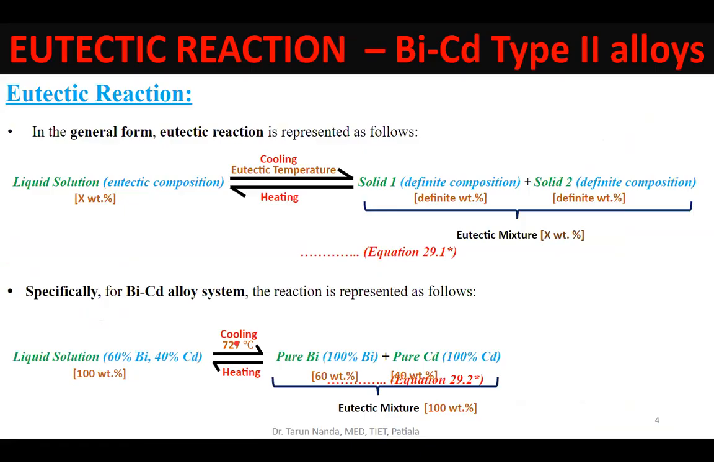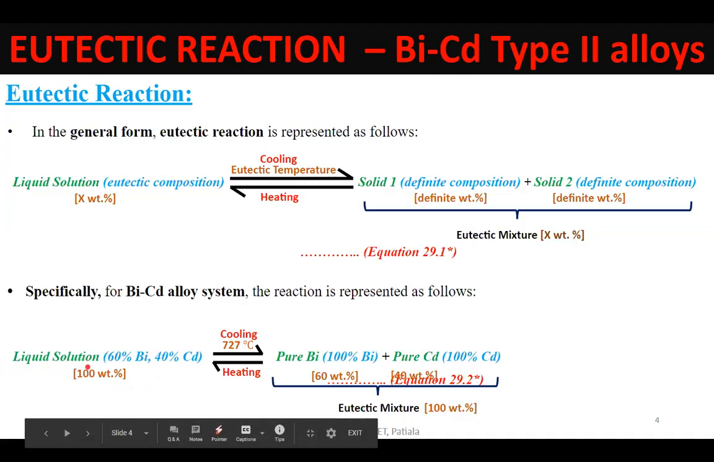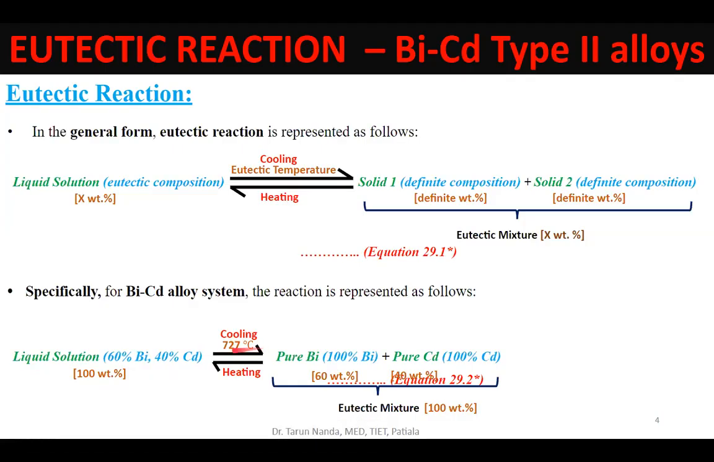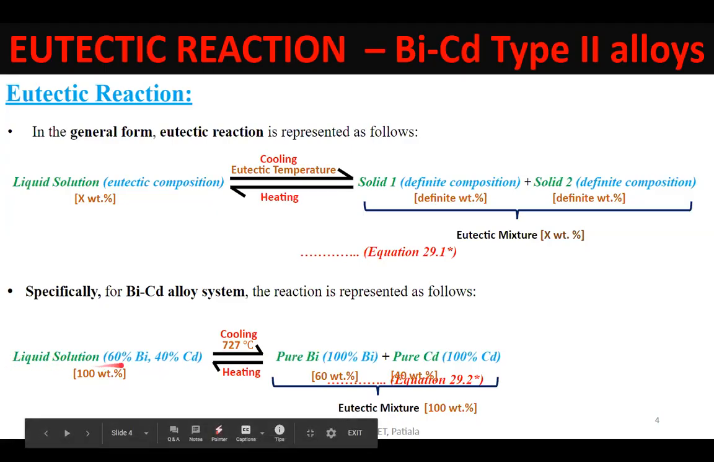Again, I am showing how a eutectic reaction goes in a bismuth cadmium alloy series. So a liquid solution of eutectic composition, when present at the eutectic temperature, which I had earlier also apologized for, must be 144 degrees centigrade, transforms during cooling to a mixture of two new solid phases, one being pure bismuth, the other being pure cadmium.